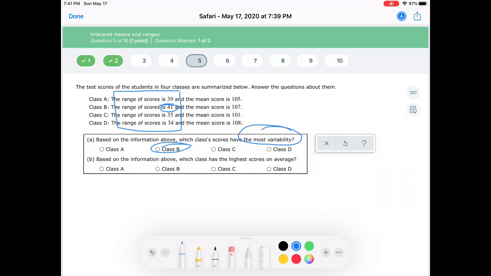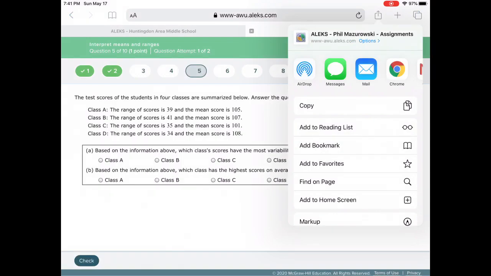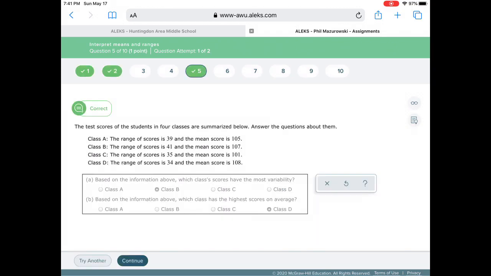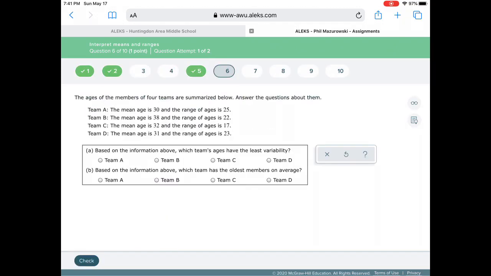All right, and then for part B, based on the information above, which class has the highest scores on average? Average is another word for mean. So the highest average goes to class D. So we're looking at B and D here for our answers. We'll look at another one like that before moving on. Same idea. We've got the mean age of a bunch of different teams and then their ranges as well.